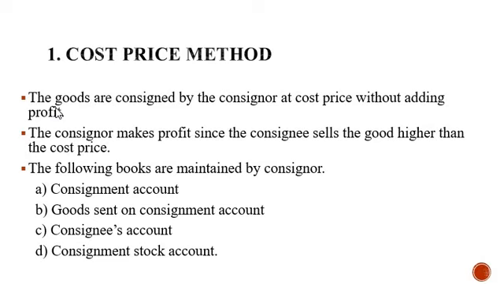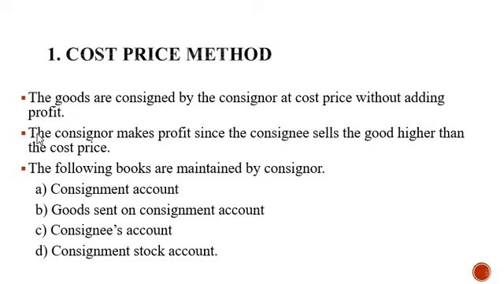Okay, he will always send the goods at cost price, and he will write in the pro forma invoice what the cost price of those goods is. He'll be writing it in the pro forma invoice, and the consignor makes profit, because the consignee sells the goods at a higher price than the cost price.